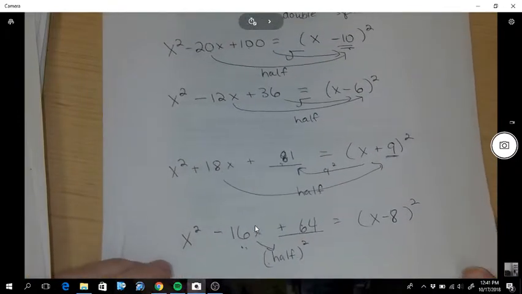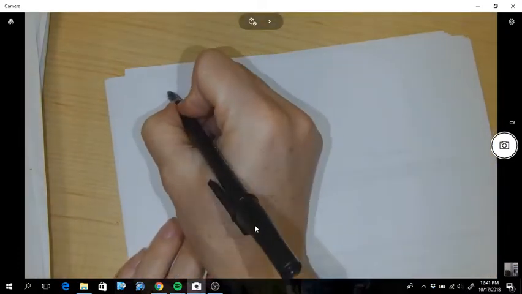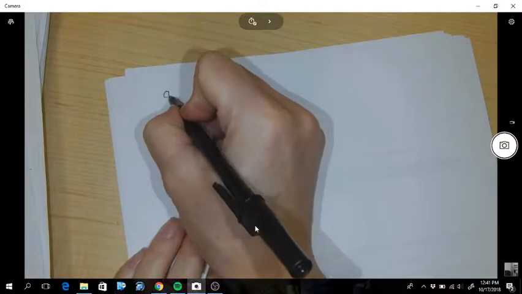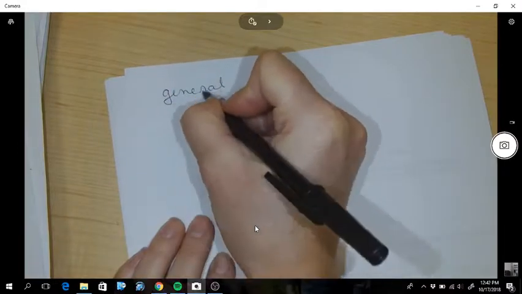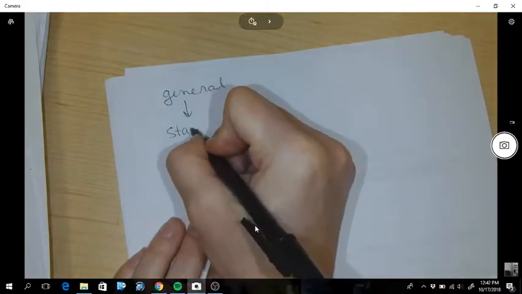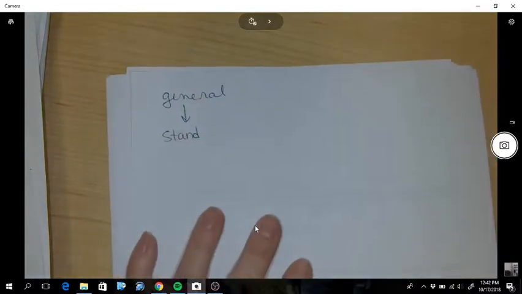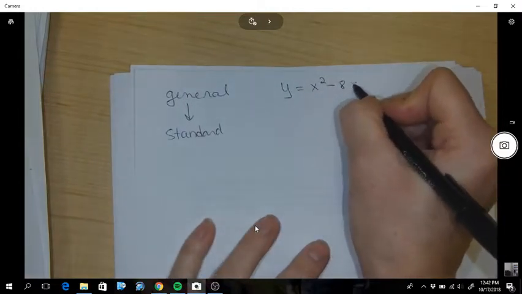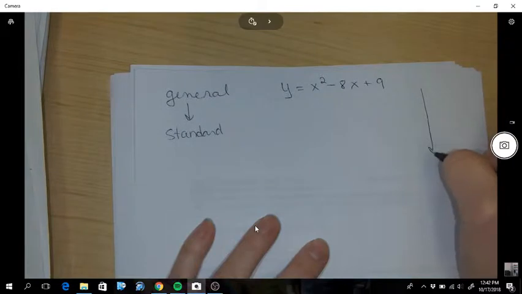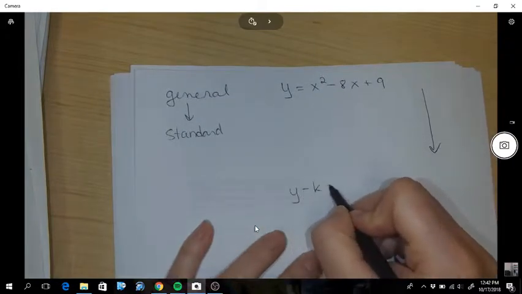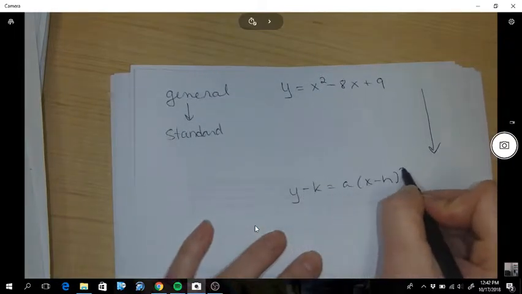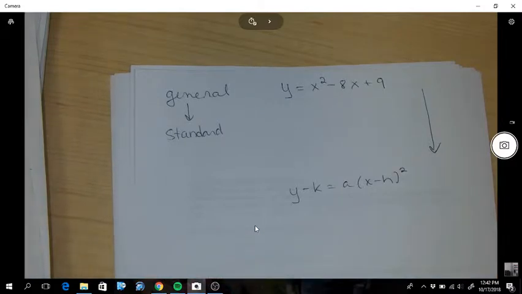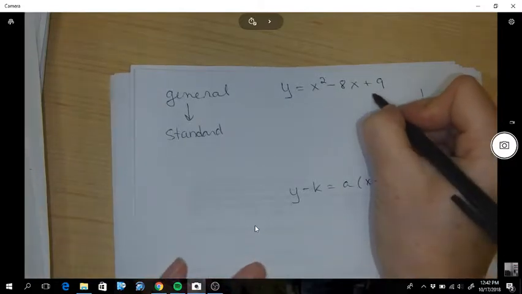So what are we going to use it for? Okay, we're going to use it to go from general form to standard form. Okay, so general. We want it to look like this. Okay, so the first step is to get rid of c.